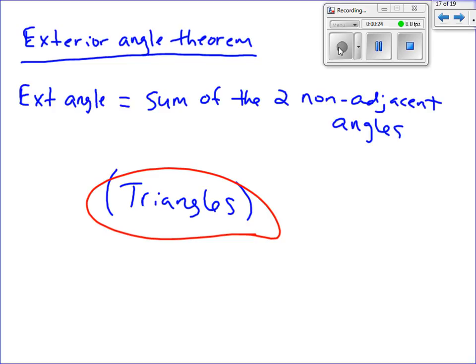So non-adjacent, adjacent means touching or next to. So for an exterior angle, you are adding up the two angles of the triangle that are not next to it, that are not touching it.